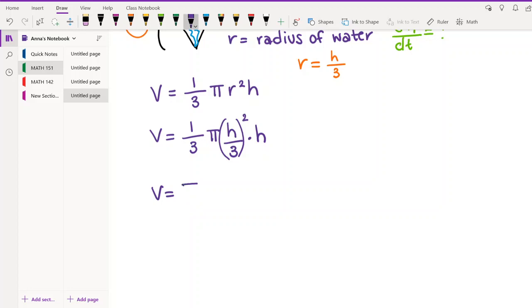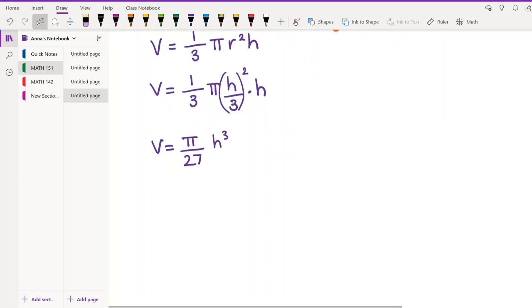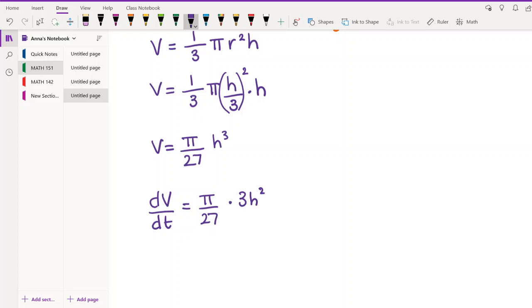So this should actually be pi over 27, because we have 3 and then 3 squared, which is 9. And then we are multiplying that with h cubed, because we have an h squared and then another h. So now when we take the derivative, we won't have any extra variables floating around that we don't have enough information about. So if we take the derivative of this, we get dV/dt is equal to pi over 27 times 3h squared times dh/dt.